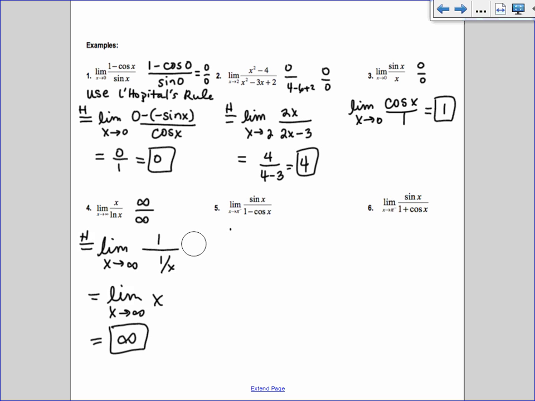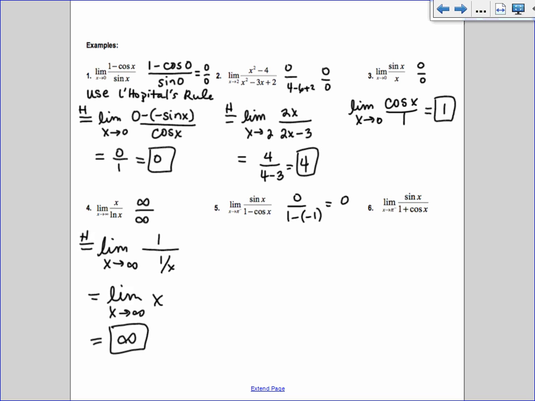All right, the next one. So I have the limit as x goes to pi from the left. So in this one, if I plug in pi, sine of pi is 0. 1 minus cosine of pi is -1.